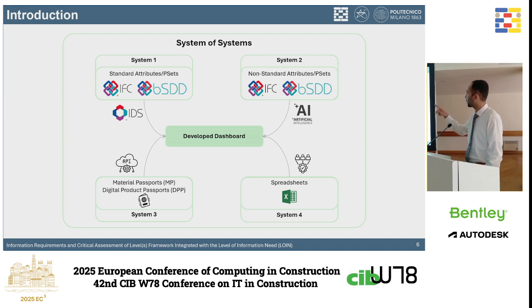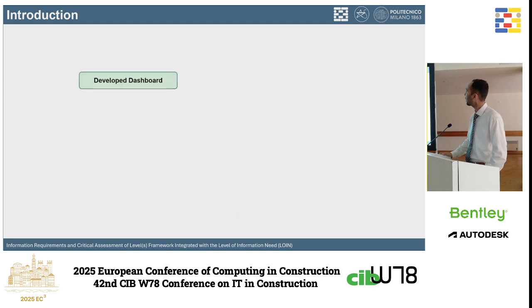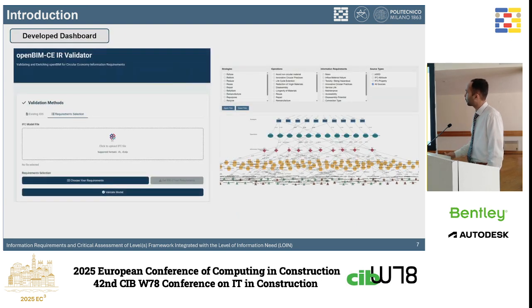So the first two systems are for getting the internal information, and of course we need some external information. So we connect the external information containers through their APIs, like the material passport and digital product passport. And finally, we will still have some missing information, and we need to ask the stakeholders to provide it through spreadsheets. So this is a screenshot of the dashboard that I have developed. We can upload our IFC model, choose which kind of information we want to check in our model, and validate it based on the strategies and so on.